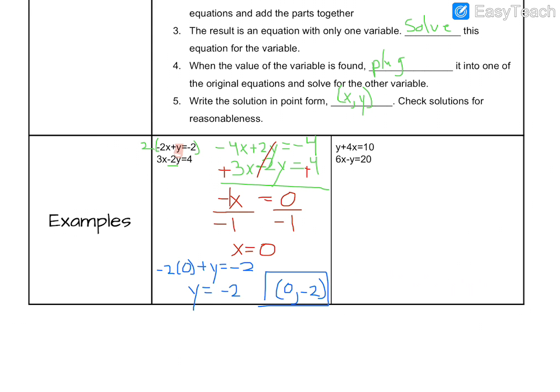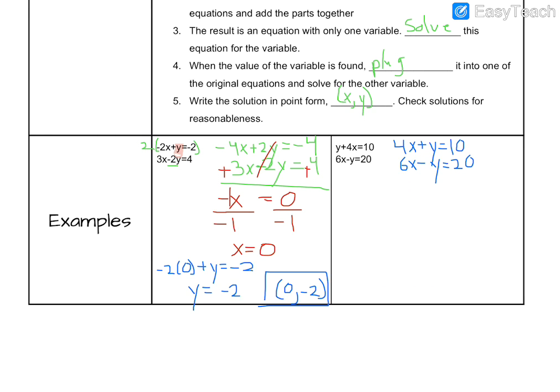All right, on this next one, we want to look and see, again, are we lined up? Our x's and our y's do not line up with each other, so rewrite it so they do. We're going to take that top equation and move it: 4x plus y is equal to 10. We're going to leave that bottom equation alone: 6x minus y is equal to 20. So now my x's are lined up.